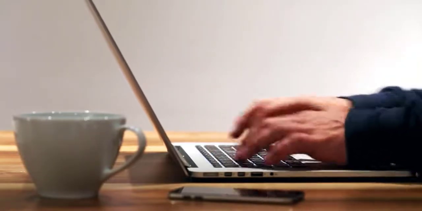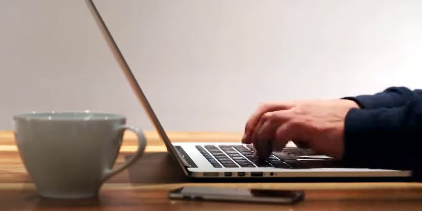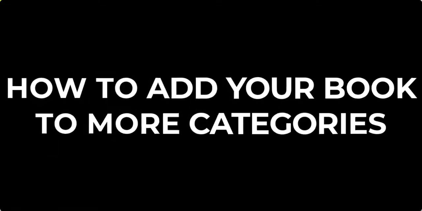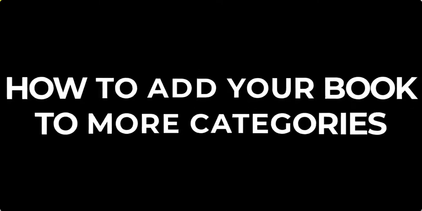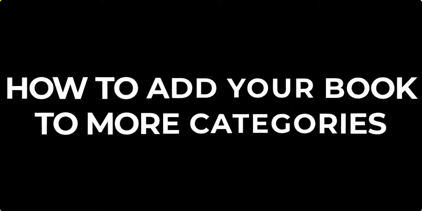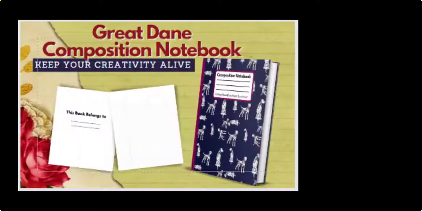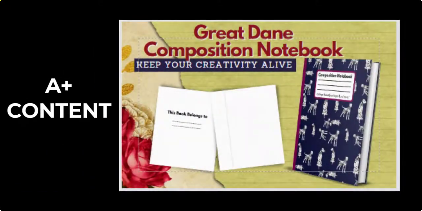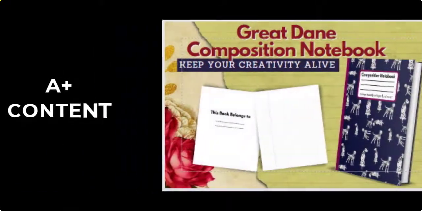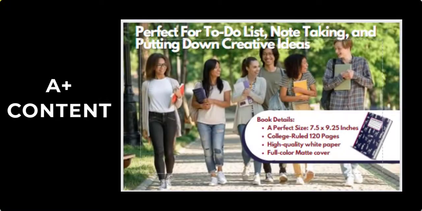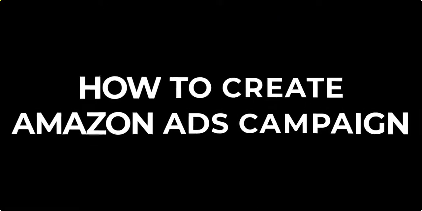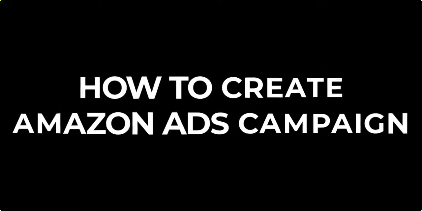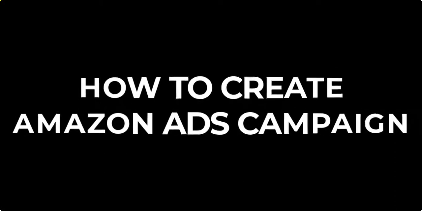And in today's video, I am going to be teaching you how you can add that low content book to more categories so you can give your book more exposure. And then I am also going to be teaching you how you can create A+ content for that very book and make more sales doing that. And lastly, you are going to be learning how to create Amazon ads that will give your book more exposure and thereby help you to make more sales.